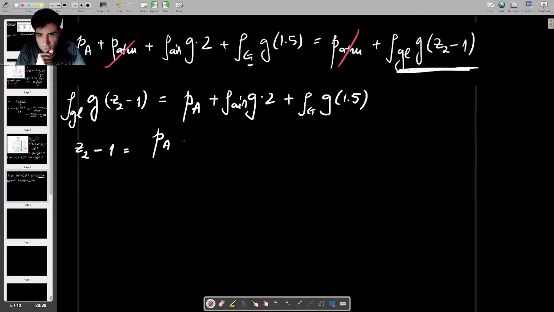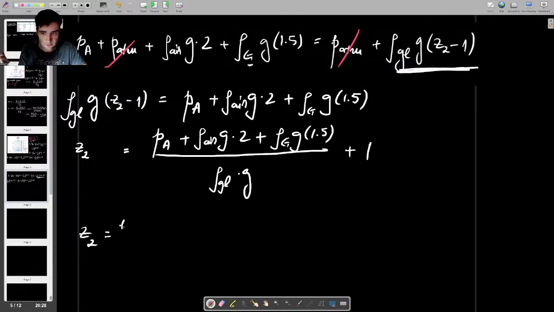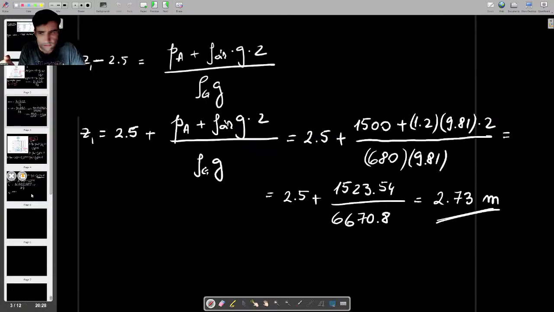Okay, so Z2 minus 1 is equal to all this stuff divided by density of the glycerin times g. Now I just get rid of this minus 1 and add it here like that. So Z2 equals, and now once again we put the numbers in. This is the number crunching part, where this is 1500. Density of air, I think this was 1.2. Yeah.